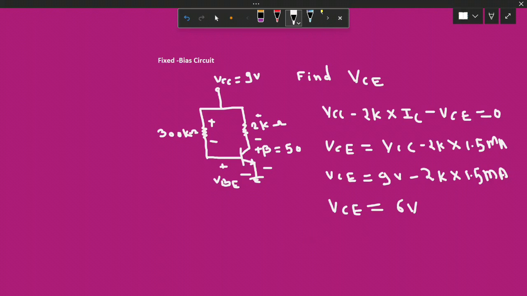So initially we applied the KVL here, we ignored the VBE, then we found the value of IB. From the value of IB and beta, we have calculated IC. So we got the term IC, the value of current, so current through the collector terminal. And then we applied the KVL here to find out VCE. By putting the value of IC, what we are getting, VCE is equal to 6 volt.